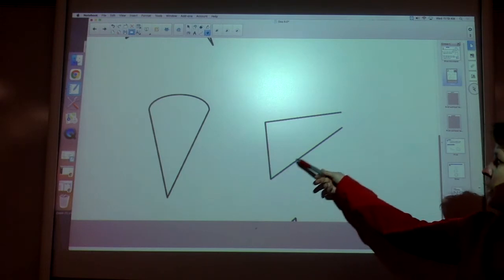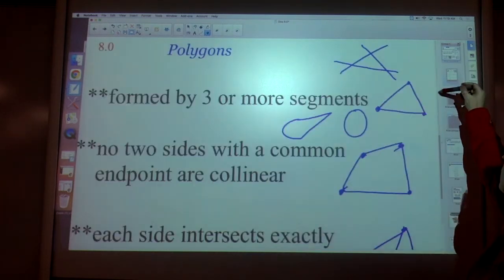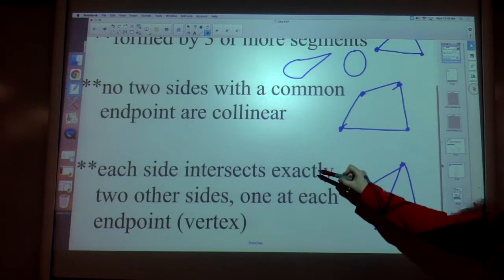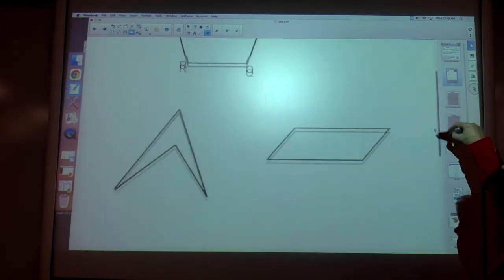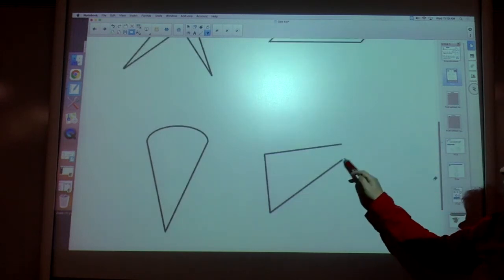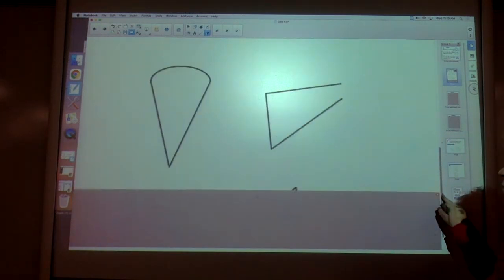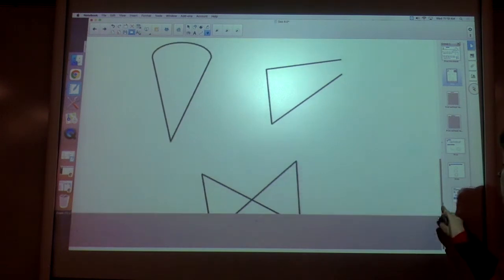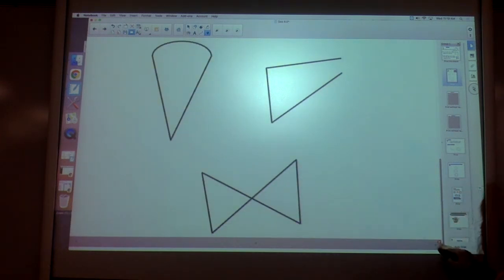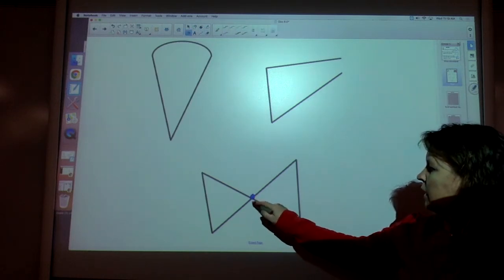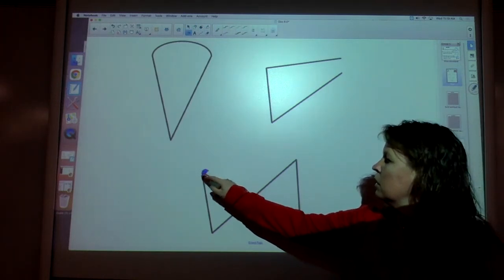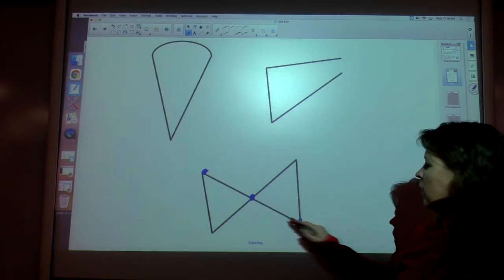It doesn't have, how did they say it? Each side intersects exactly 2 other sides, one at each endpoint. It did not intersect 2 other sides, one at each endpoint. So it failed the 3rd rule or definition. Same as this one. It did not pass the 3rd definition of intersecting only 2 sides. And technically, you could say it also fails the second definition. No two sides with the same endpoint are collinear.